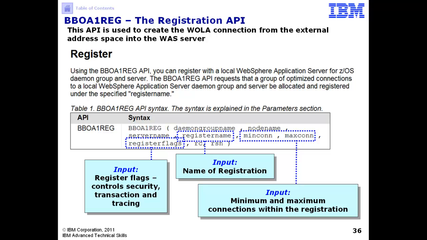The register name parameter is what you use to provide a handle for the registration pipe. That handle is used by other APIs to know which registration to talk over. It's also used by the Java program to know which registration to talk over. MinCon and MaxCon define the minimum and maximum number of connections within the registration. Taking the default works well in most cases. Register flags is a parameter used to control the security, transaction, and tracing capabilities of the registration pipe. The InfoCenter page spells out precisely how to code this and what should be provided.